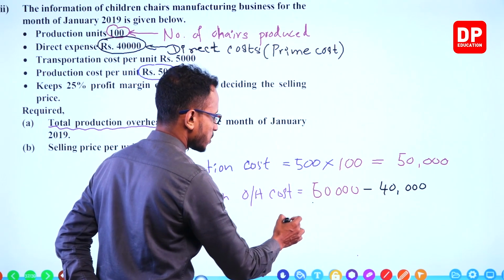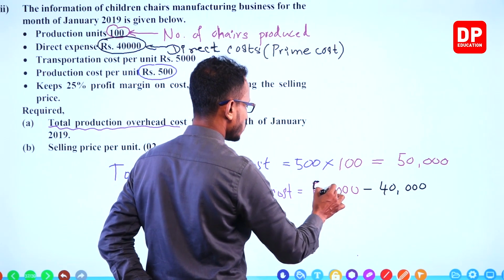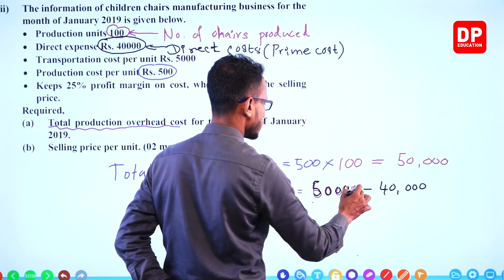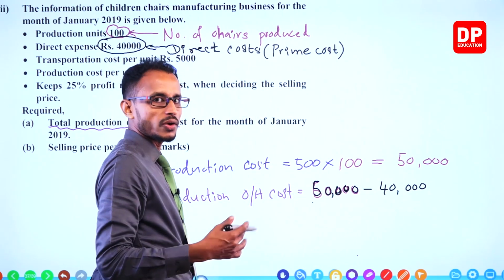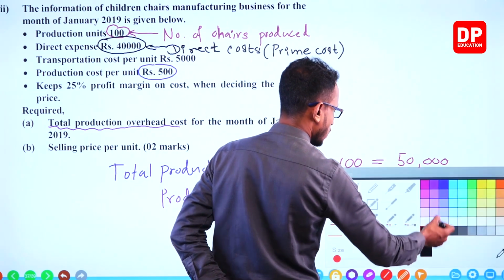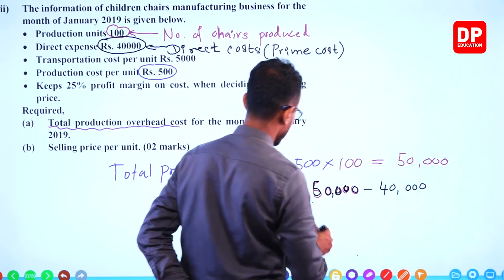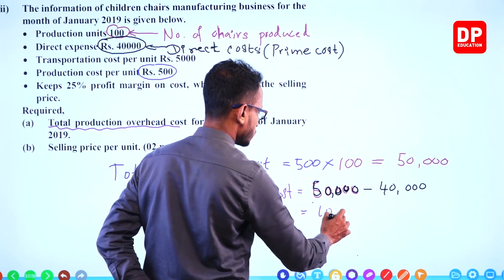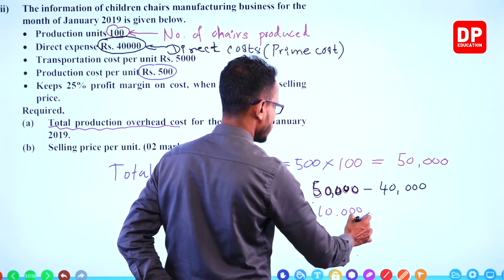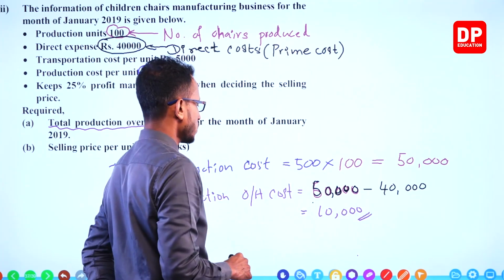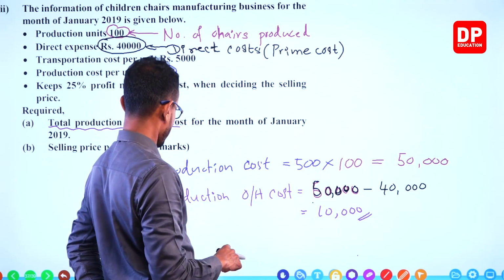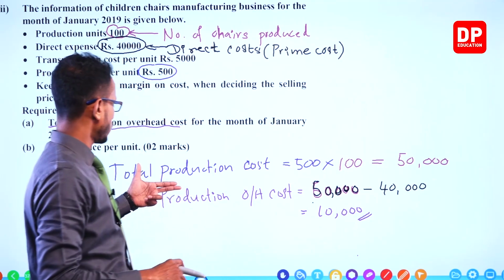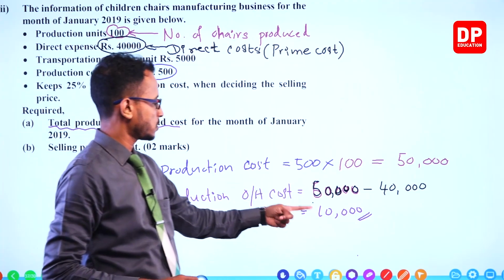You get how much? From 50,000 you minus the 40,000, that is the prime cost, and you get the overhead cost, 10,000. All right, this is the overhead cost. Easy peasy. Production overhead cost 10,000.